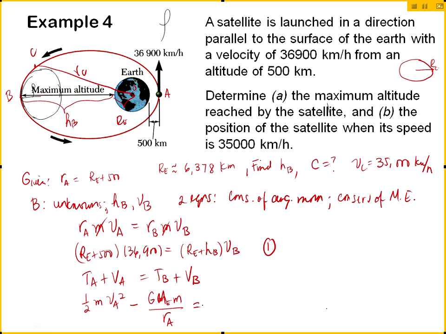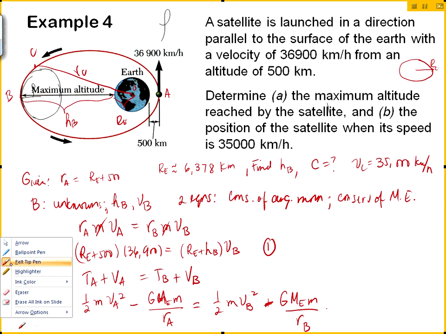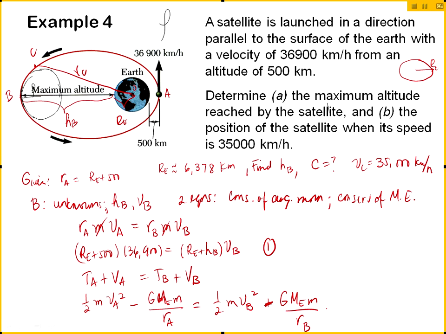So this must be equal to, on the right side, what will be our terms? 1/2 m of the satellite v sub b squared plus potential energy at B, which would be minus, don't forget, G, mass of the Earth, m divided by RB. Of course, RA is something that we know. RA is equal to RE plus 500, whereas RB is RE plus HB. As you can see, this equation, which I'm going to call equation 2, also has the unknowns VB and HB.